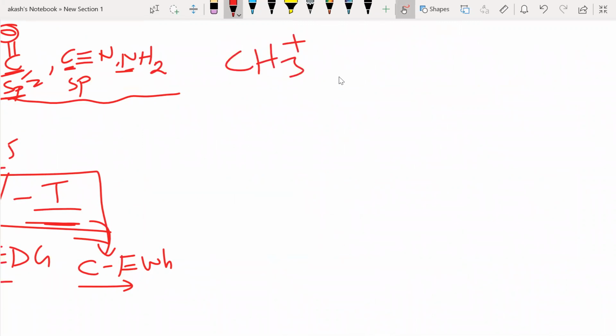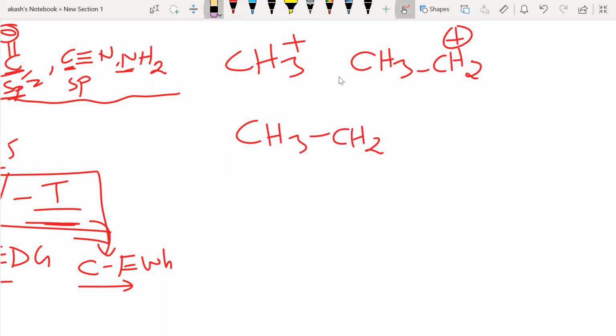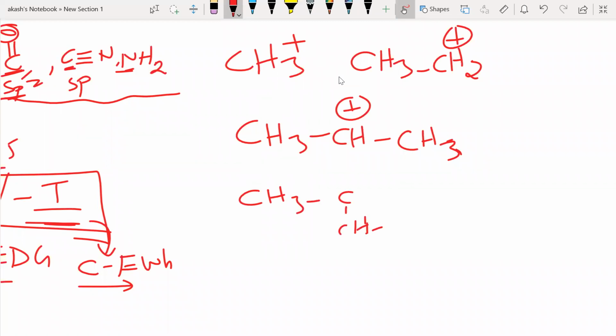One is CH3+, the other is CH3CH2+, then CH3CH(+)CH3 with the positive charge on the middle carbon, and another one, (CH3)3C+. So obviously you can understand this is the methyl carbocation, this is primary, this would have been secondary, this would have been tertiary. Correct? All these are carbocations.